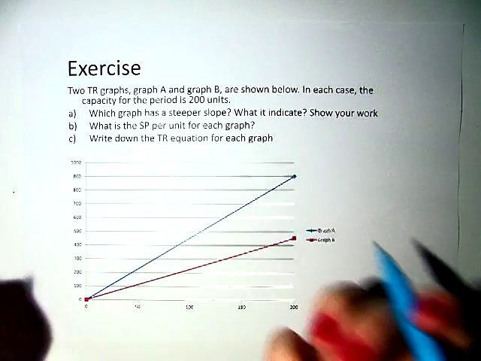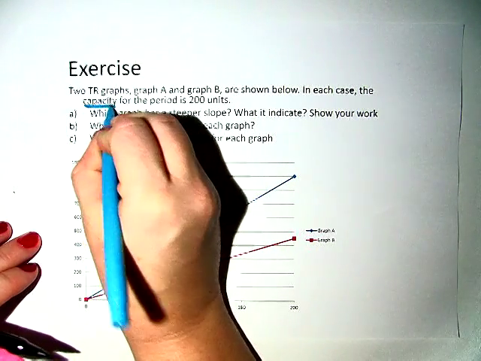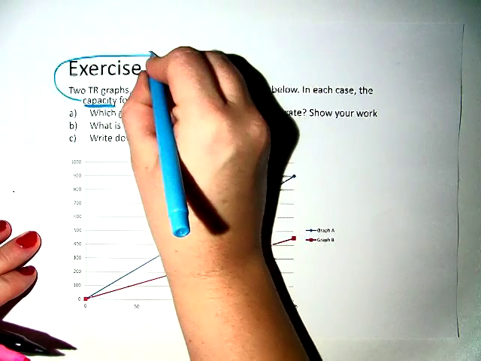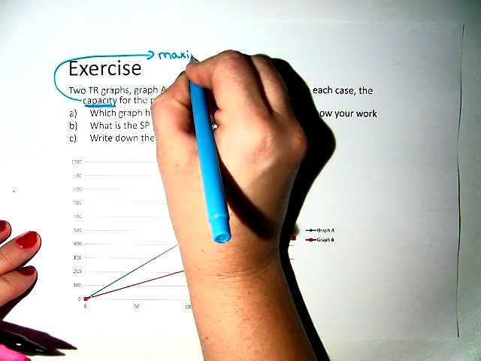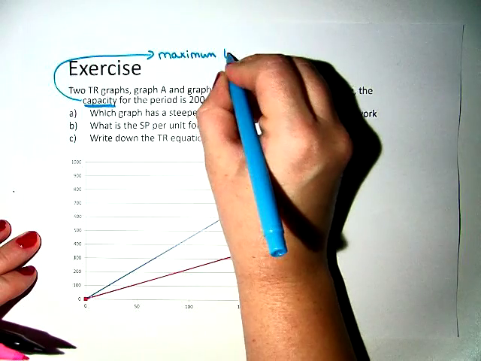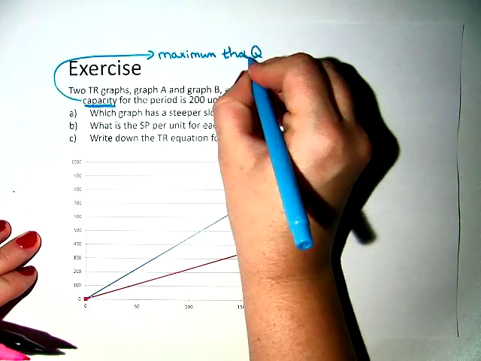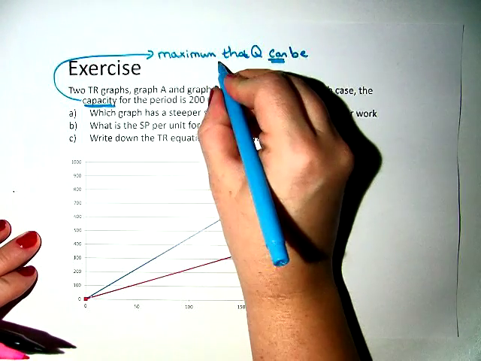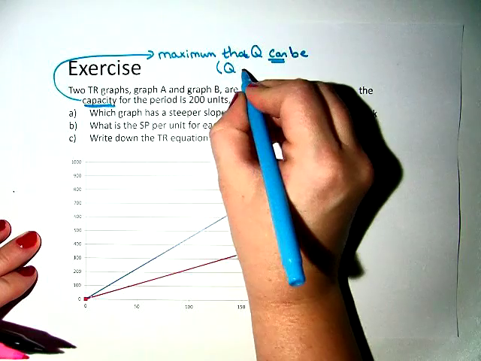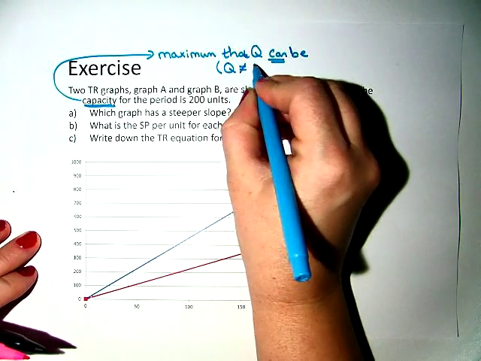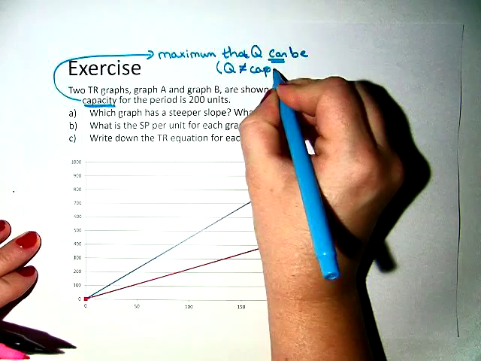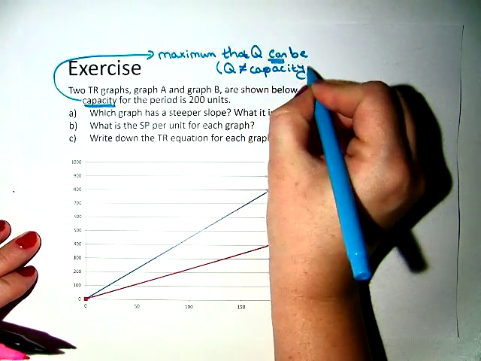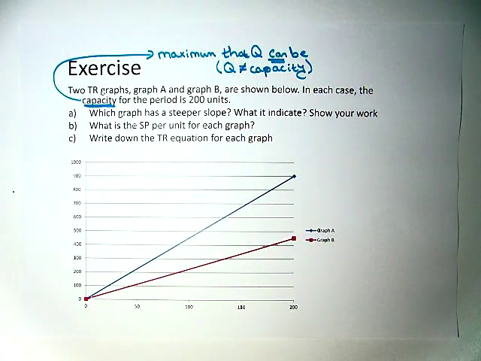Now, if you remember, capacity just means the maximum that Q can be. This doesn't mean that it is. Q does not equal capacity. It just means that it has the possibility of being. So this is a very, very key thing that you need to pay attention to.